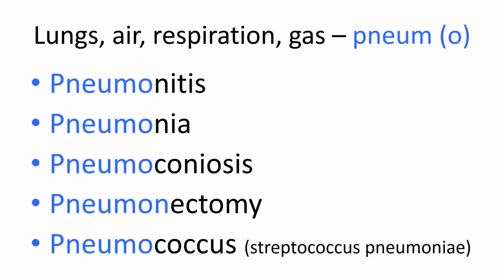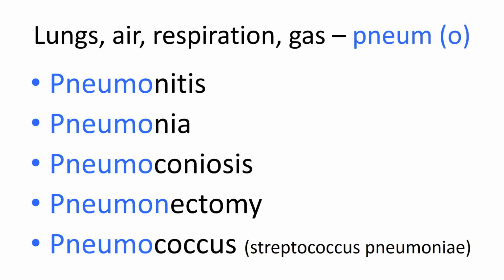Pneumoconiosis is a disease of the lung due to inhalation of dust, where there's inflammation, coughing. You'll cough the dust up initially, but over time there can be degeneration and fibrosis of the lung. Very often people that work in very dusty environments. Pneumonectomy would be removal of a single lung, clearly a fairly drastic procedure.